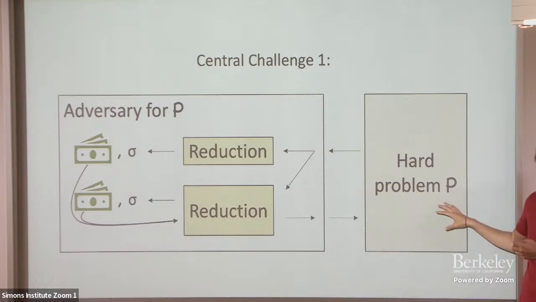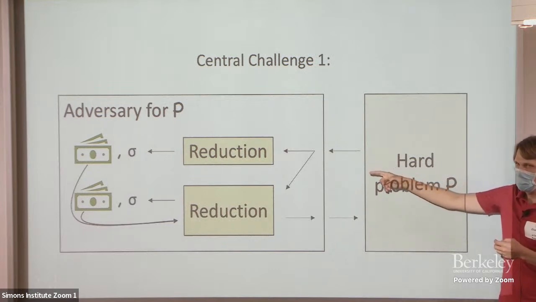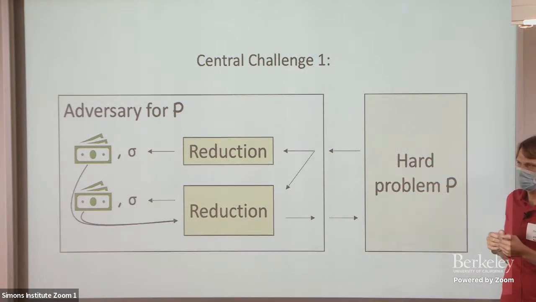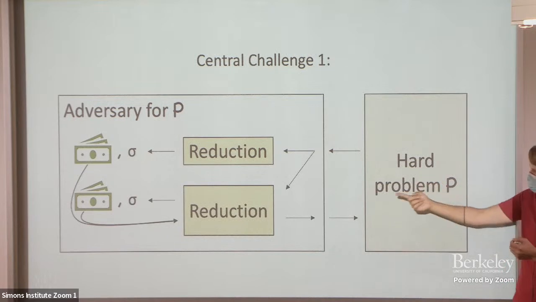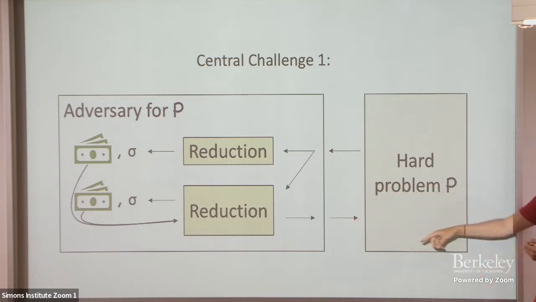So I just take my first reduction up there. I'm going to throw him away. I don't even need him anymore. I just use the fact that he spat out a banknote and a serial number. I use that second copy of the banknote and feed it into the reduction down here. And by the guarantees of the reduction, from the reduction's point of view, it looks like it's interfacing with an adversary for the quantum money scheme. So the reduction should actually break the hard problem.